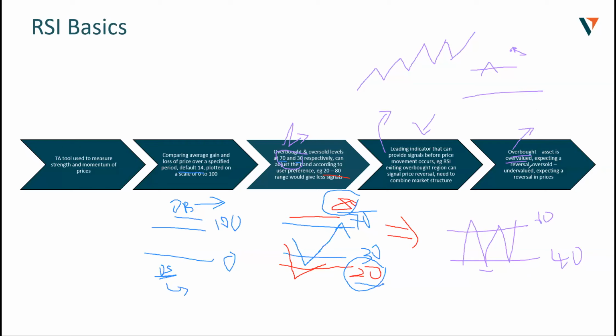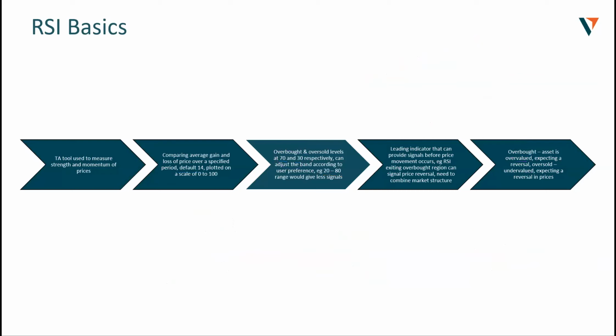So overbought, another way you can interpret it is that it's overvalued and we're expecting that reversal. If it's oversold, it's the other way. It's undervalued, and there will come a point where we have not enough sellers to push price lower, and because of that, we're expecting price to go higher. Okay, so this is on the basics of RSI and how it works, how we can apply them.